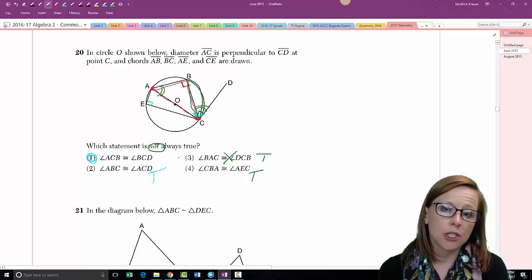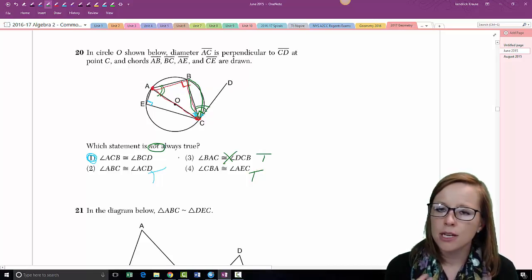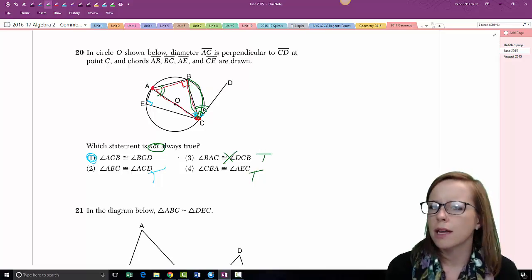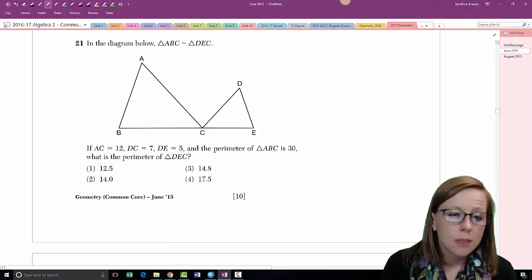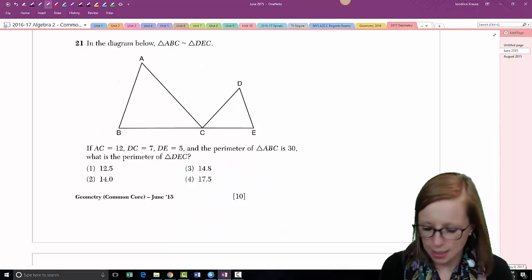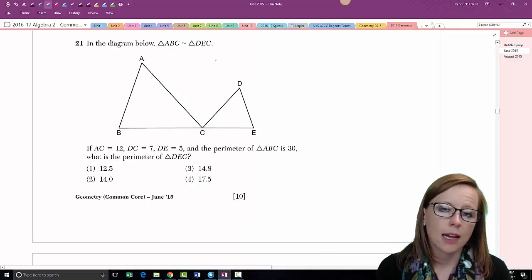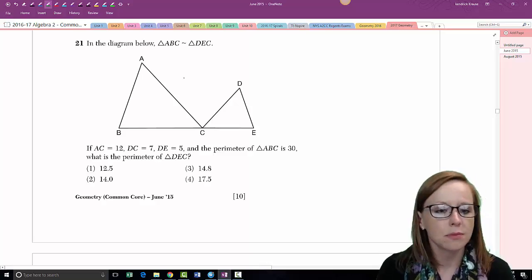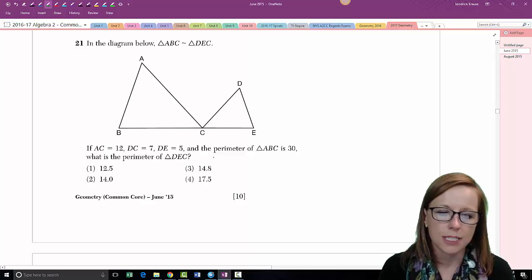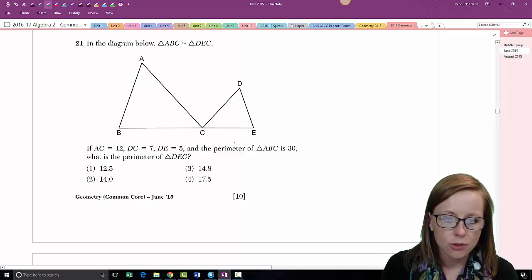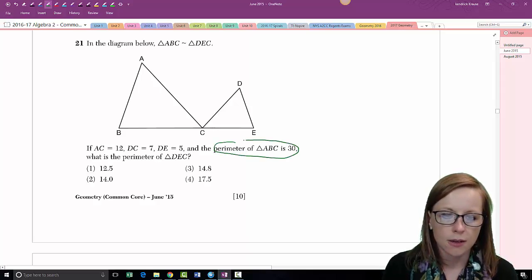I would, on the Regents, go through your choices there. Make sure you didn't do something silly like switch around a letter in your head or something wacky like that. All right, another similar triangle question. I hope you're getting the idea that similar triangles and congruent triangles are kind of a big deal. If AC is 12, DC is 7, DE is 5, and the perimeter of ABC is 30, what is the perimeter of DEC?